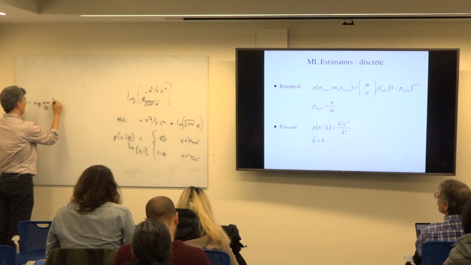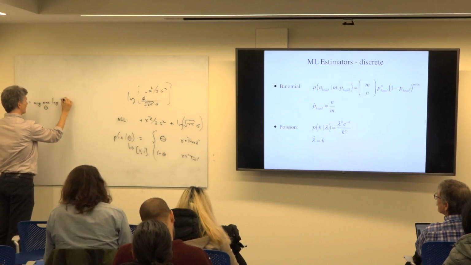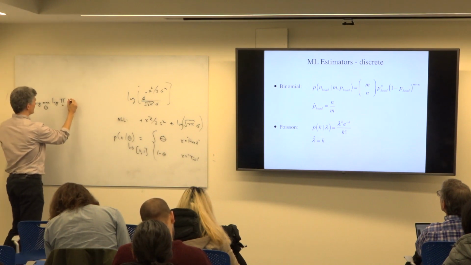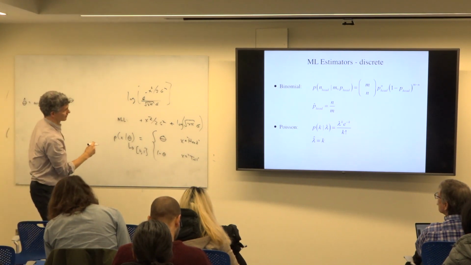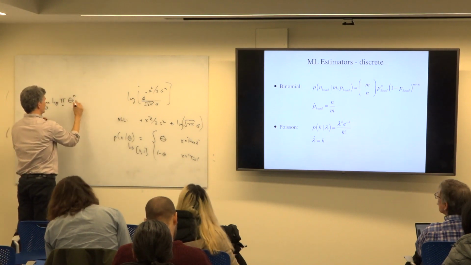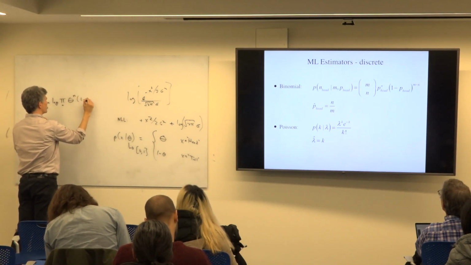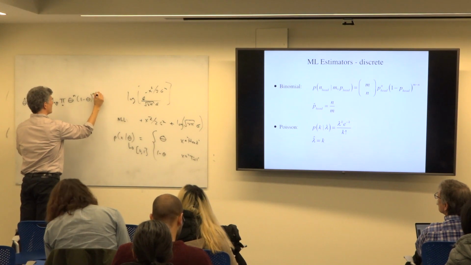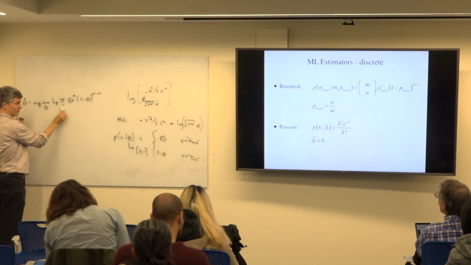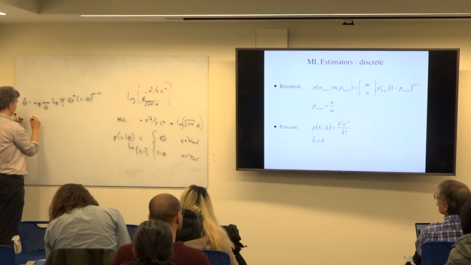But we're going to do log of the product of, I'll stick with the n's and the m's. So it's theta to the n, and it's 1 minus theta to the m minus n, right? And I'm going to take the log of that. It's a log of a product, so that's the sum of the logs.